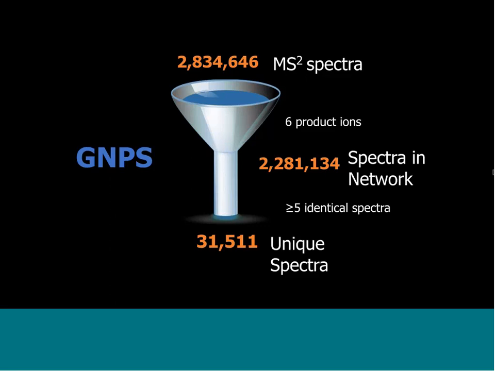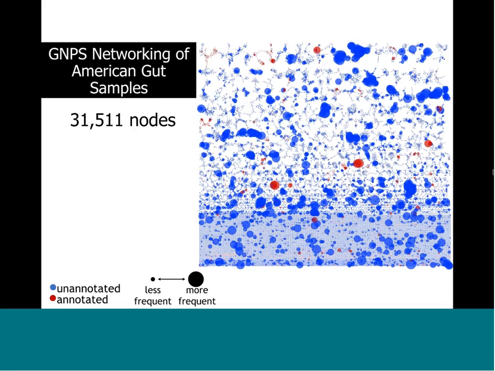This reduces the complexity to about 31,000 unique spectra, because all the spectra that we've seen 5 or more times are merged together if they are the same spectra. So this reduced the complexity to 31,000, and that's a manageable number. And with that, he was able to create this molecular network and then add metadata to it.